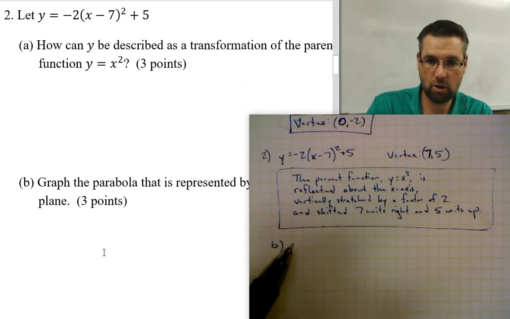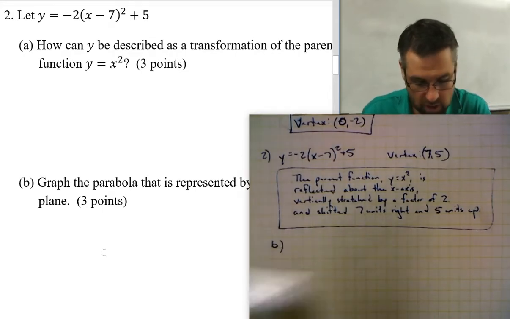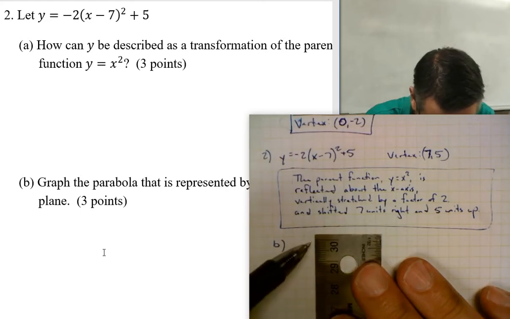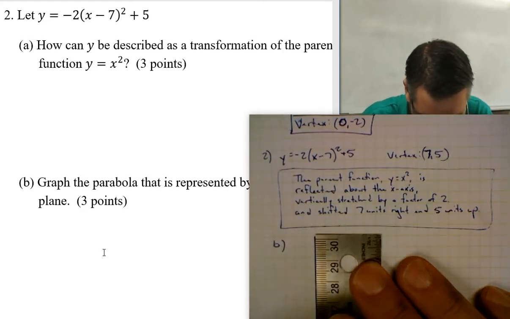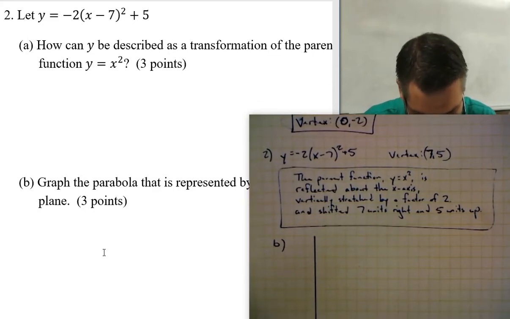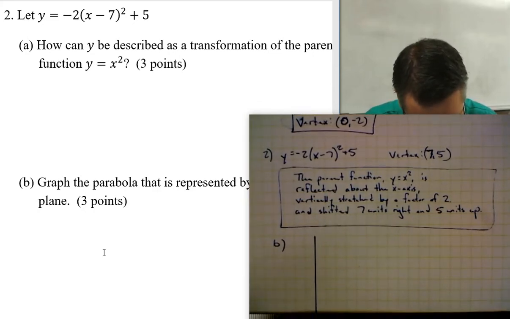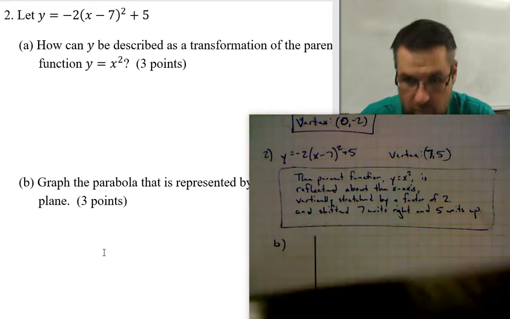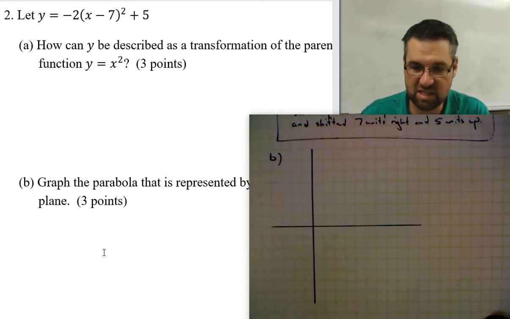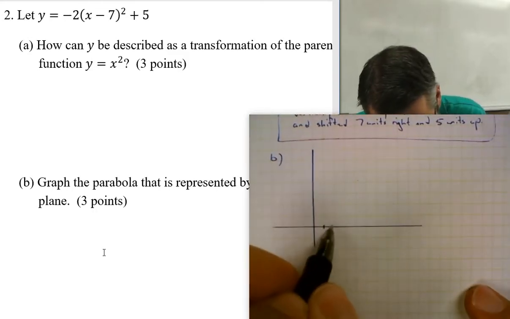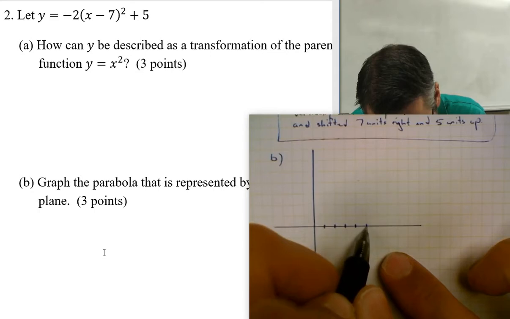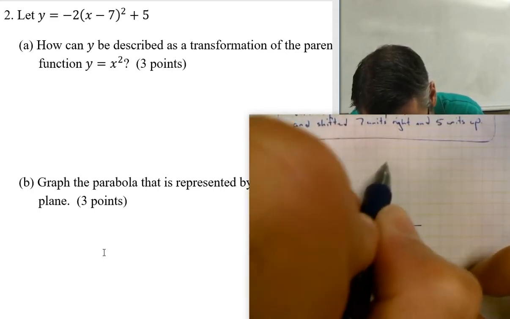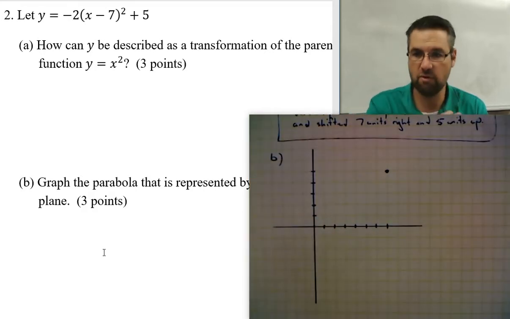Okay, part B says to graph the parabola that is represented by y in the coordinate plane. So we're going to create our own coordinate plane here so that we can graph it. And we notice that the vertex is 7, 5, so that's actually pretty far to the right. So I'm going to set up my graph accordingly. It's pretty far over. Okay. So we have a vertex of 7, 5. So we're going to go right 1, 2, 3, 4, 5, 6, 7. We're going to go up 1, 2, 3, 4, 5 and put our point.